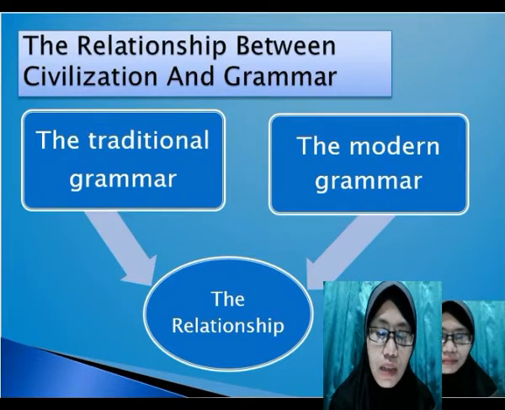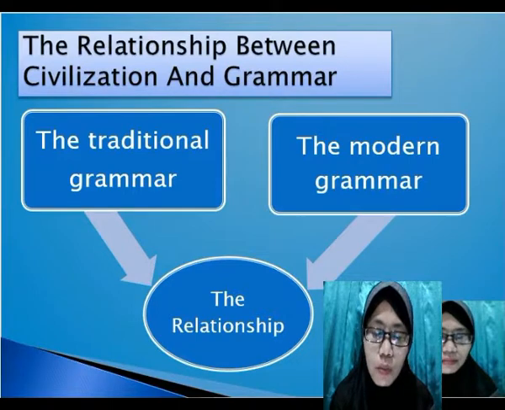Traditional grammar classifies words based on 8 parts of speech: the verb, the noun, the pronoun, the adjective, the adverb, the preposition, the conjunction, and the interjection.